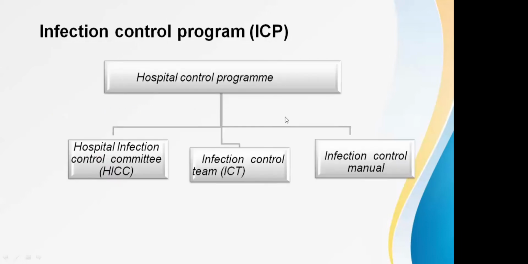The hospital infection control program has 3 components: the hospital infection control committee, that is the HICC; then the infection control team, that is the ICT; and an infection control manual. The word manual itself describes it. It is a procedural book. It is the SOP of the day-to-day or routine activities which should be happening in your particular institution.